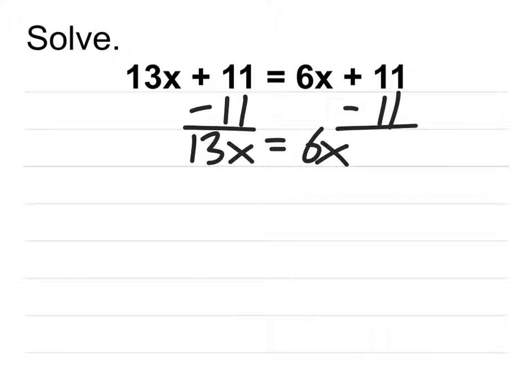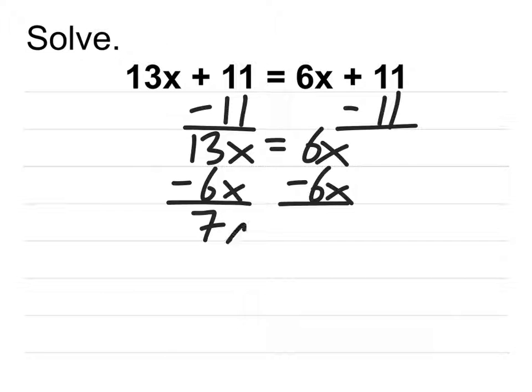So now what do I do? Well, if I had some numbers sitting out here, I'd subtract the 6x. So that's what I'm going to do. I'm going to go ahead and subtract the 6x from both sides as if it was there. So minus 6x and minus 6x. Now when I do that on the left side, that gives me 7x. And when I do it on the right side, what is 6x minus 6x? 0. And so it equals 0.